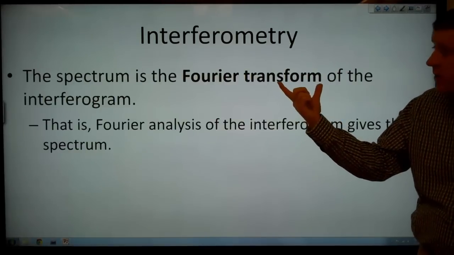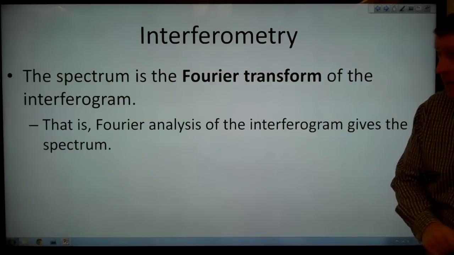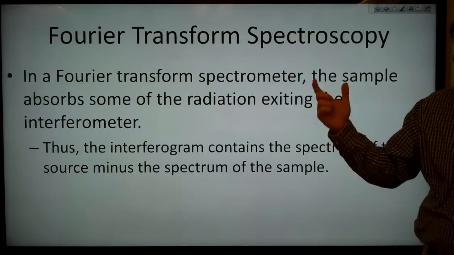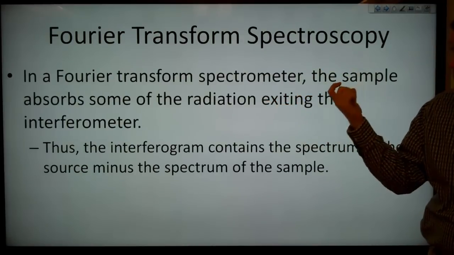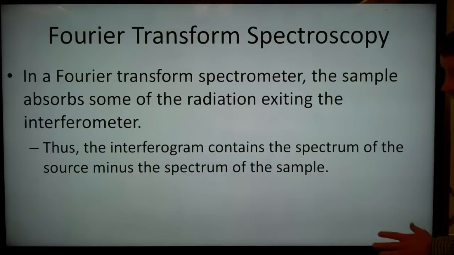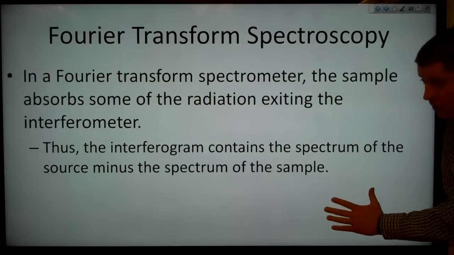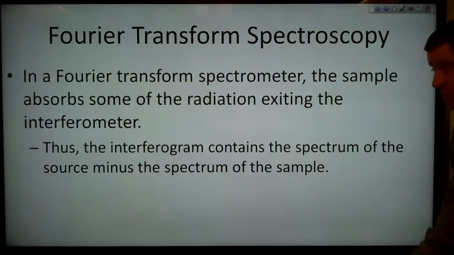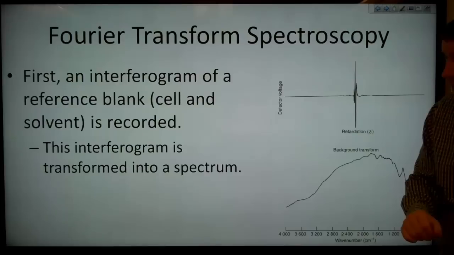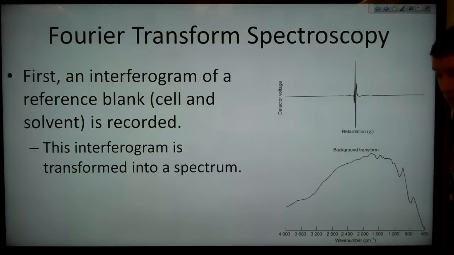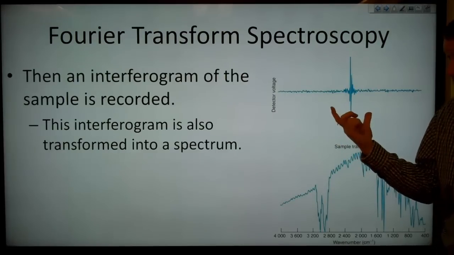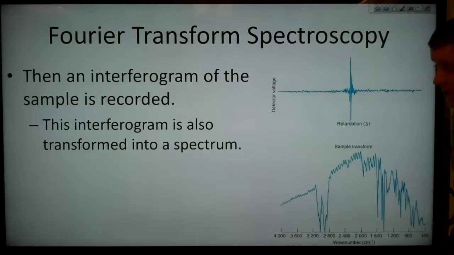So the spectrum is the Fourier transform of our interferogram. That is, Fourier analysis of our interferogram gives us our spectrum. So in a Fourier transform spectrometer then, the sample absorbs some of the radiation exiting the interferometer, and that means that our interferogram contains the spectrum of the source minus the spectrum of our sample. So first, an interferogram of a reference blank, this is a cell with solvent, has to be recorded, and this interferogram is then transformed into a spectrum. And then an interferogram of our sample is recorded, and this interferogram is also transformed into a spectrum.